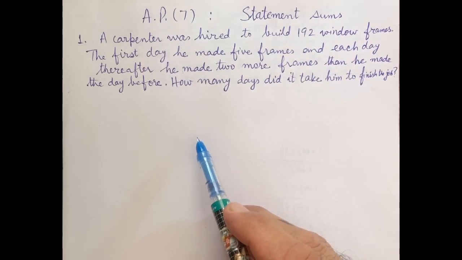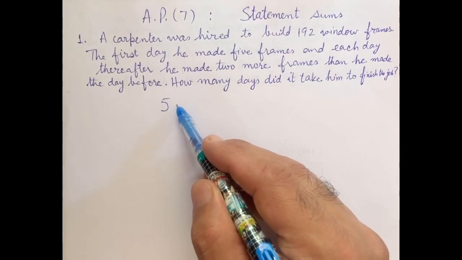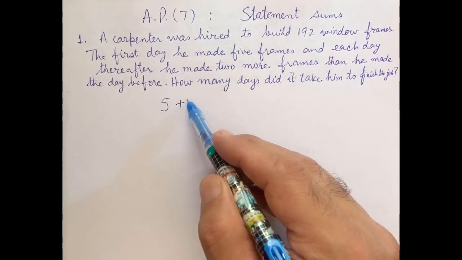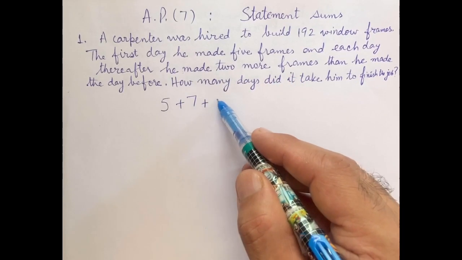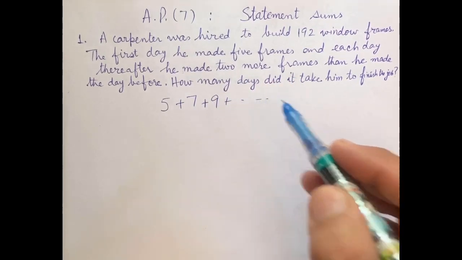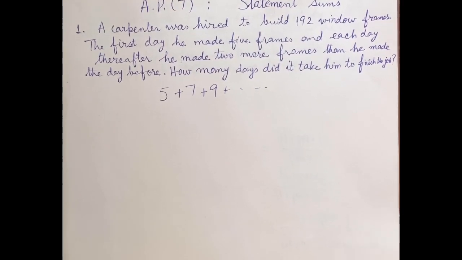The first day he made 5 frames, the next day he made 2 more, that is 7, and then he made 2 more, so the next day it will be 9, and so on. How many days did it take him to finish the job?